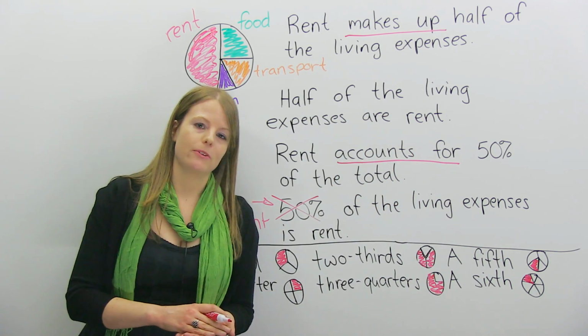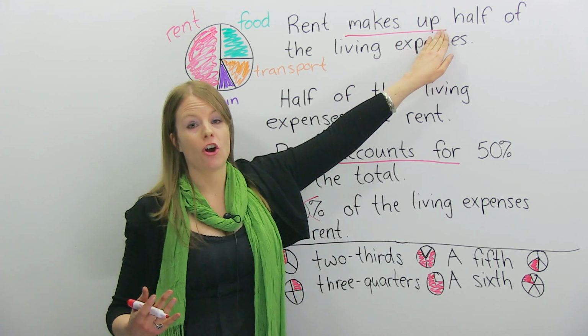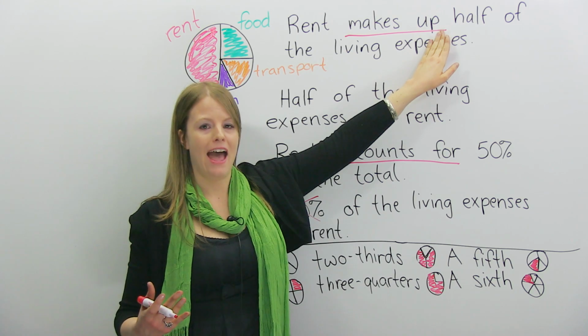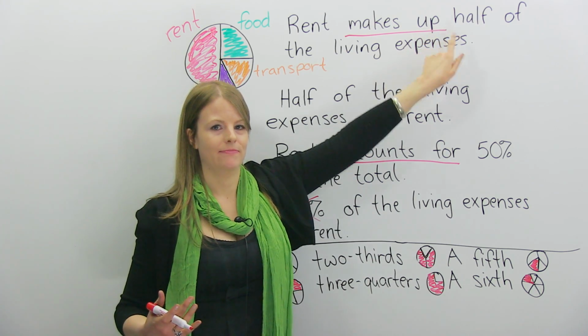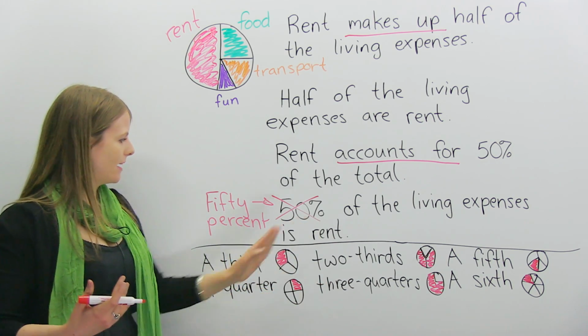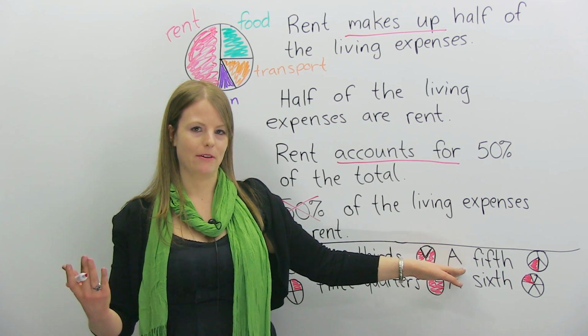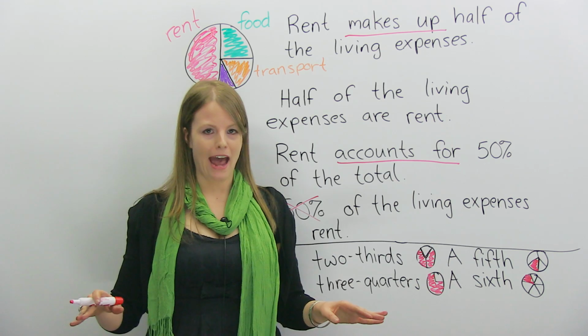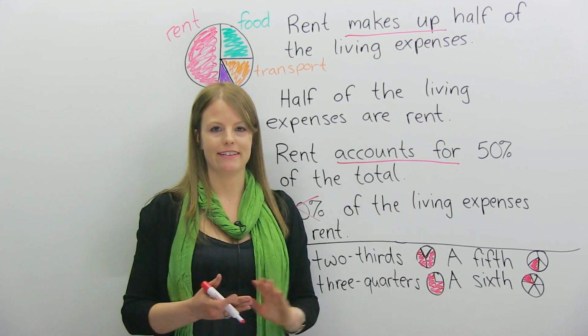Now, one thing to note, when we talk about half, we don't use an article. We don't say a half, okay? Notice there is no a here. When we talk about a third, a quarter, a sixth, a fifth, we do have a there, okay? So you don't need a with half, but you do need it if you're talking about a third, a quarter, a fifth, or a sixth.